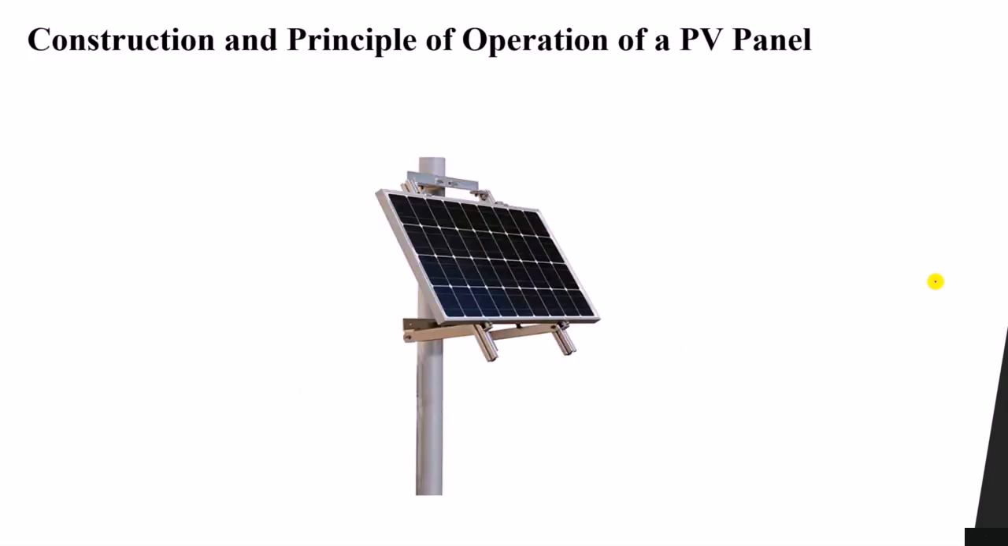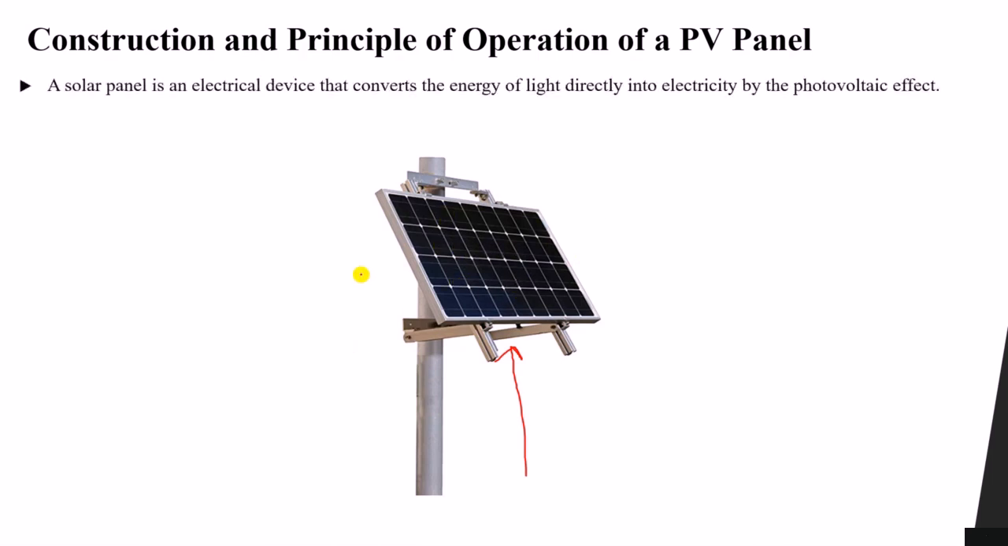So first, let's discuss the construction and principle of operation of a PV panel. This is a PV panel, as you can see here. Now this PV panel is used to convert the energy of the light, or solar energy, into electrical energy by an effect called the photovoltaic effect.